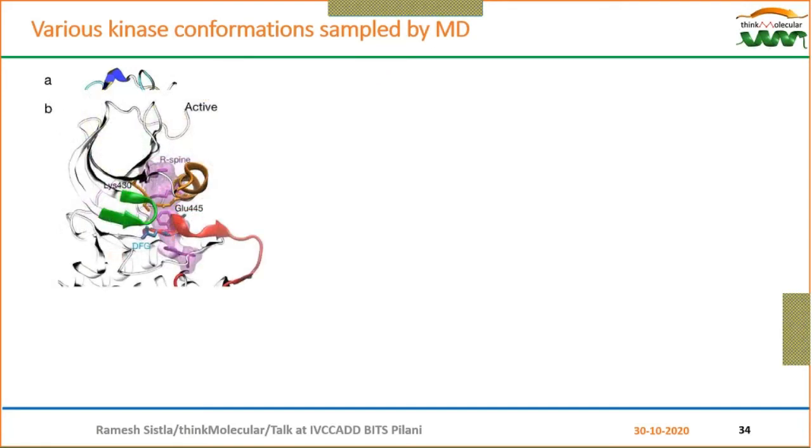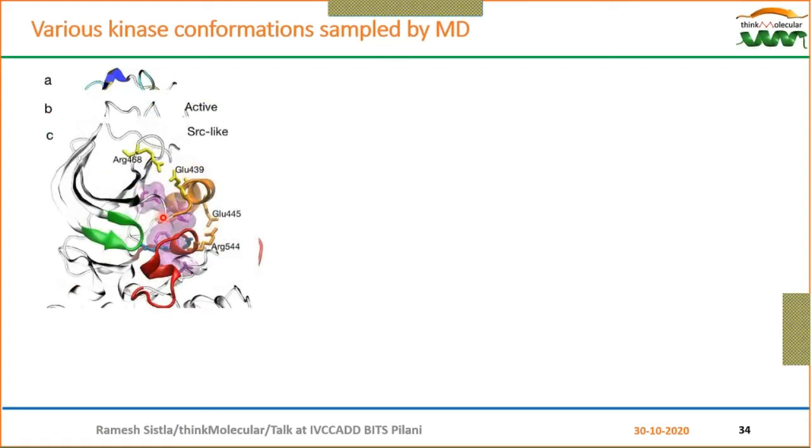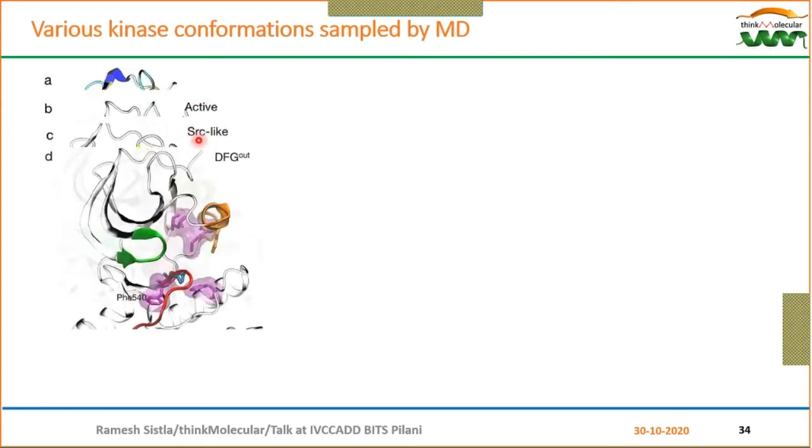This is what is known as the hydrophobic spine of the kinase, the magenta patch that you see here. In this case it's very intact, which means it's an active conformation. In this case it is somewhat bent. This is what they call the Src-like conformation. And in this case, it's all kind of fragmented, so this is actually a DFG out conformation.